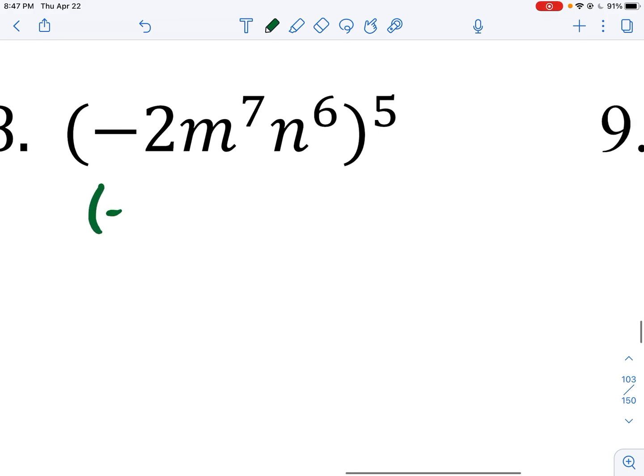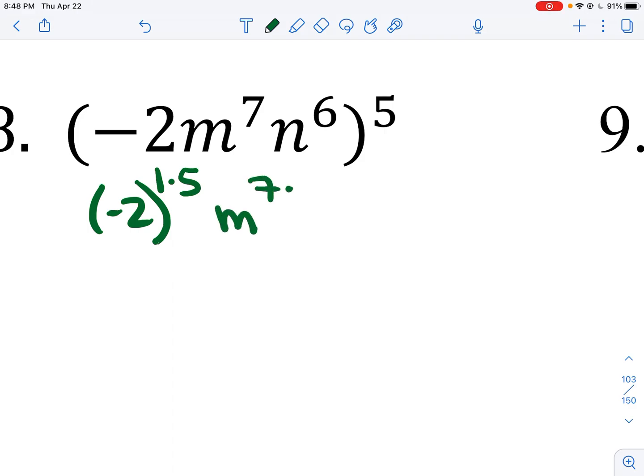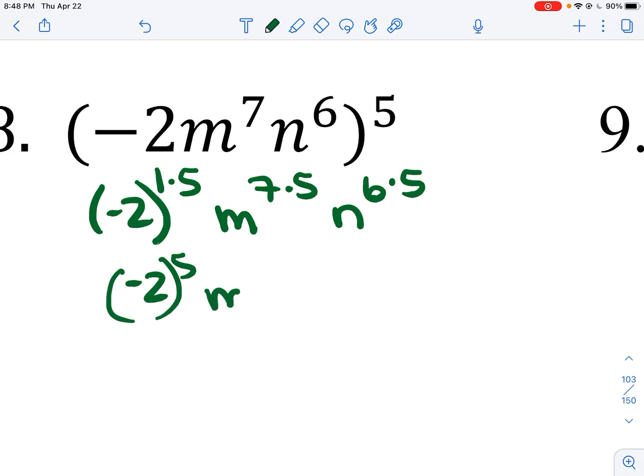So, boys and girls, this -2, the whole number -2, is raised to the 5th power. So that's 1 times 5. M, 7 times 5. N, 6 times 5. So -2 to the 5th power, m to the 35th power, n to the 30th power.